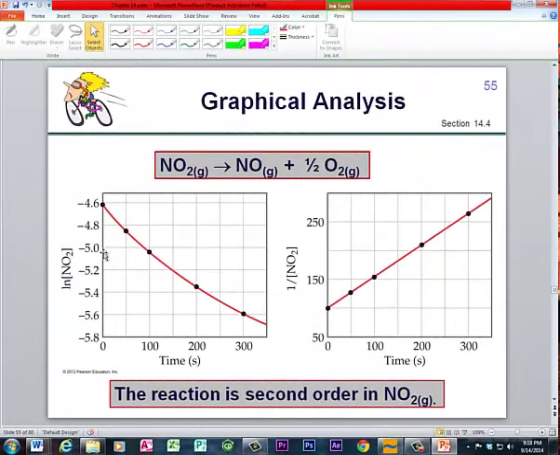You can see that because if you plotted the natural log of, let's say, this reaction, which is the decomposition of nitrogen dioxide to nitric oxide and oxygen, you would get a curve, which indicates it is not a first order reaction. How do you know that it's not a first order reaction? Because you plotted the natural log. You didn't get a straight line with a negative slope. You got a curve with a negative slope. If, on the other hand, you plot the inverse of nitrogen dioxide, you get a positive slope and a straight line. You know that it is a second order reaction.